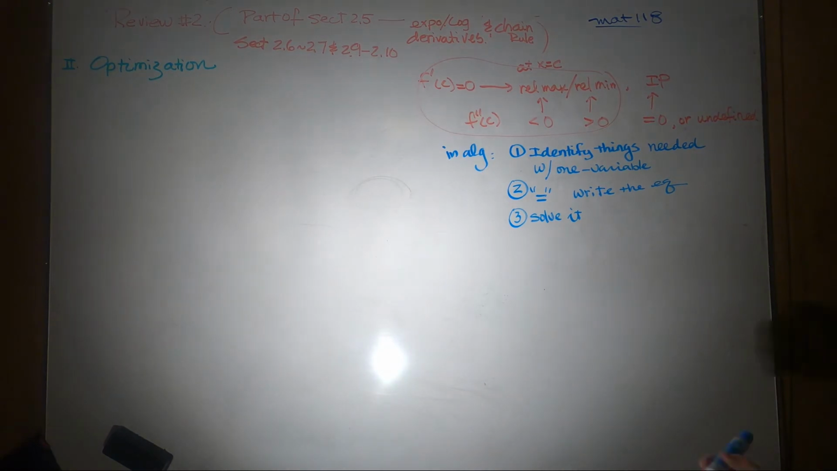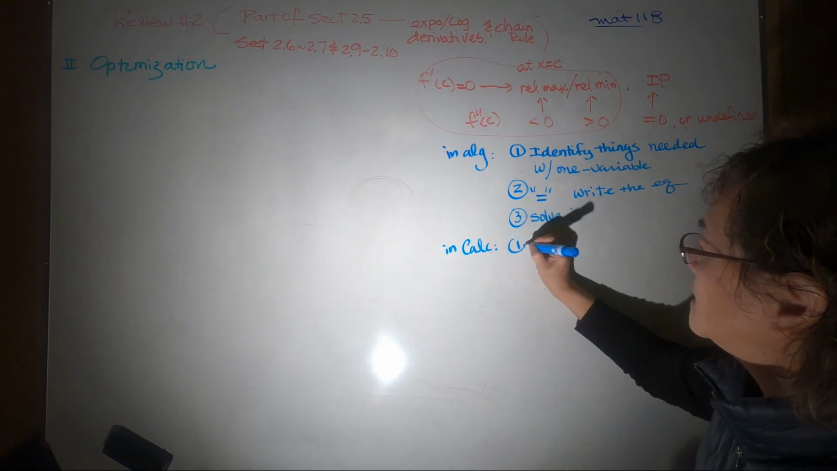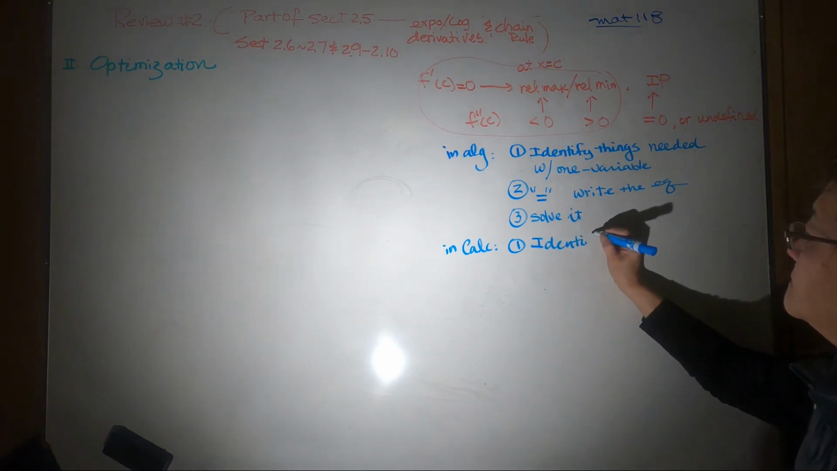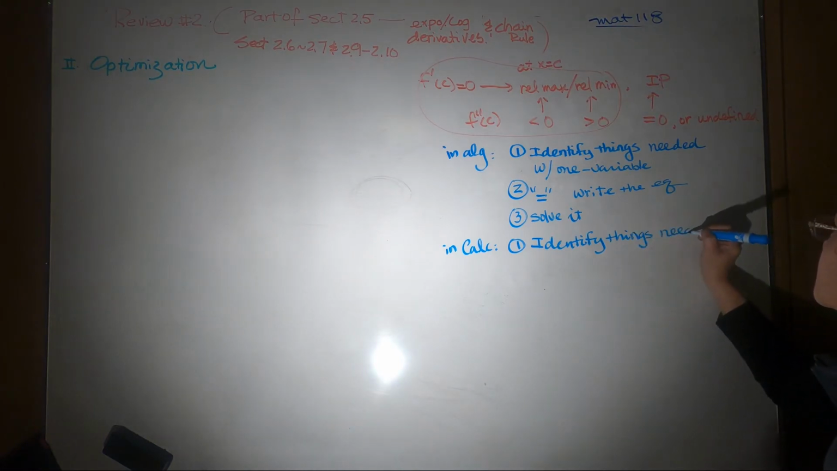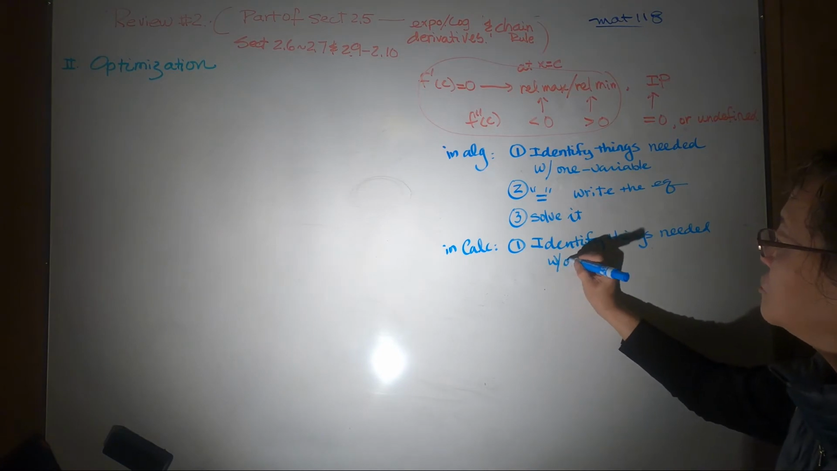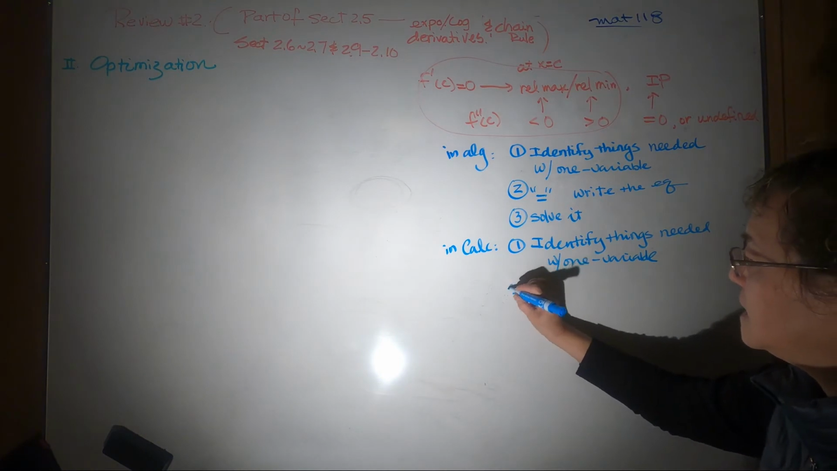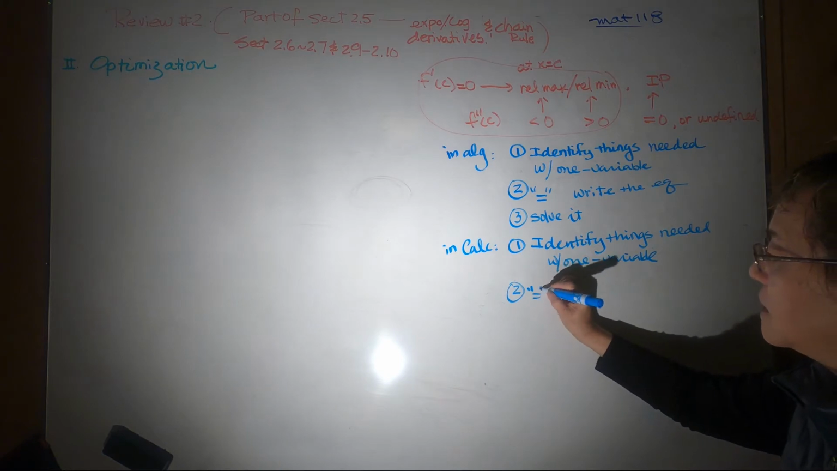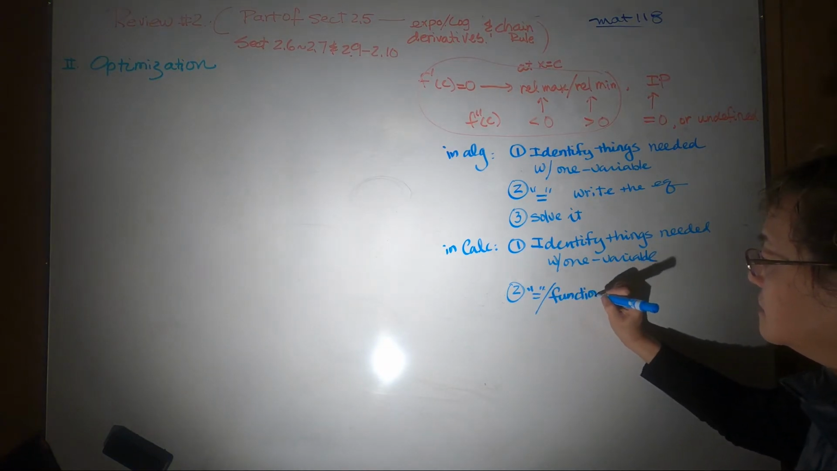But the same concept applies for your class, we did it this way. Same thing, okay? You will identify the things needed, still with one variable, okay? Then instead of the second step, writing equations, we write what? We write the functions, right?